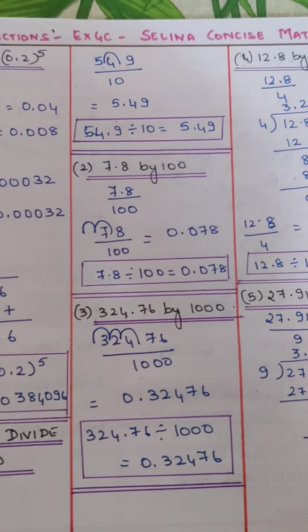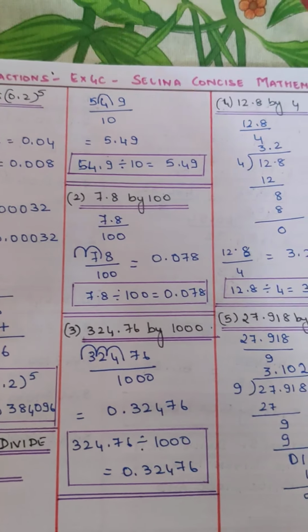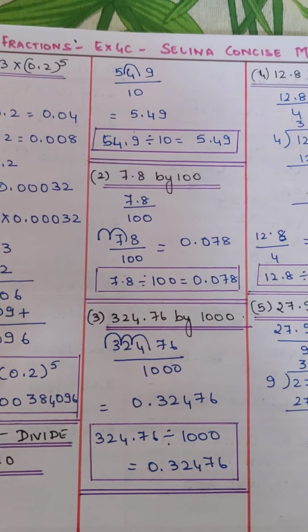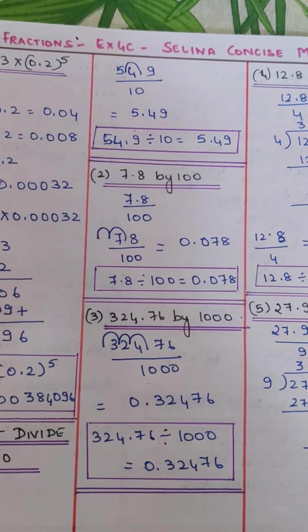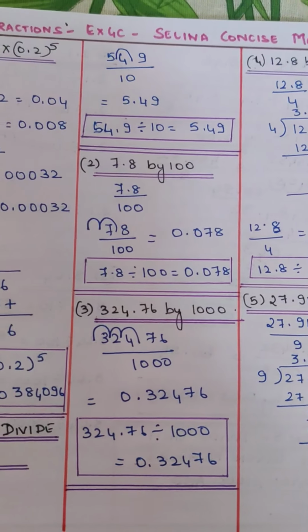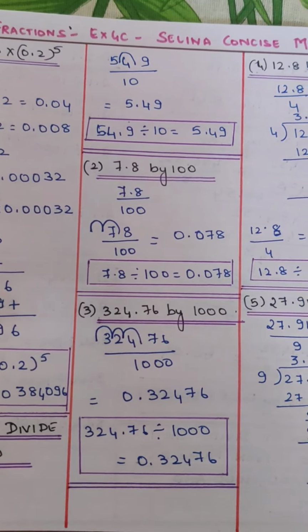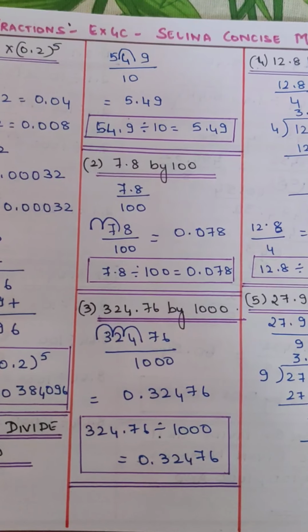Now you have 324.76 by 1000. Since you have three zeros in the denominator, move the decimal point from the right hand side 3 places away. So the point shifts 3 places and the answer becomes 0.32476. Just pausing for a few seconds for you to understand my calculation.